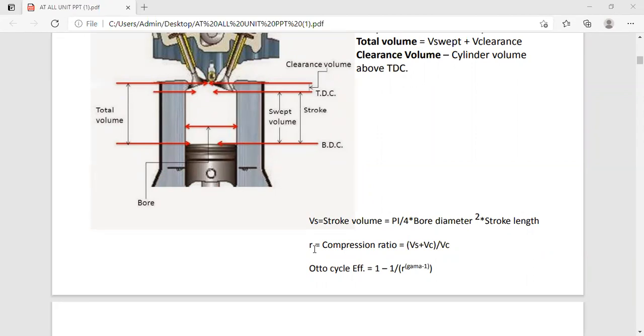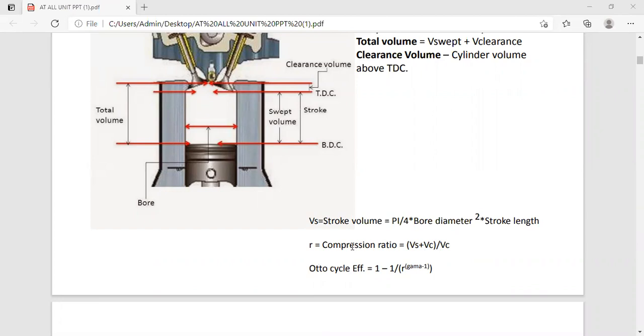Keep in mind, cylinder volume to the clearance volume is called the compression ratio. And cylinder volume means what? Cylinder volume means the swept volume and the clearance volume. This is called the cylinder volume. And clearance volume is the volume above the TDC. Now, compression ratio is equal to the total volume or cylinder volume. Cylinder volume is the swept volume plus clearance volume, upon clearance volume.